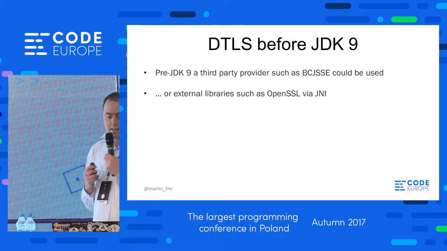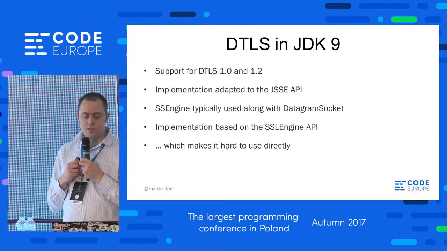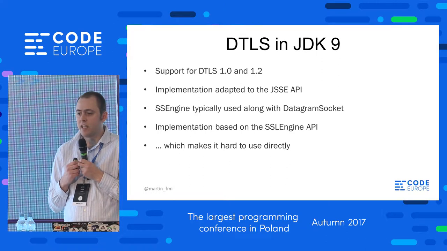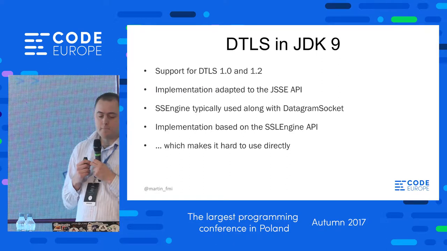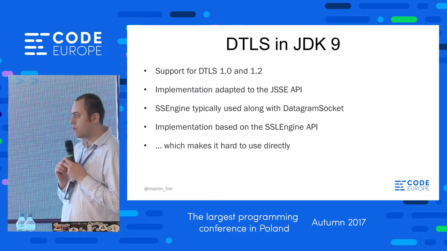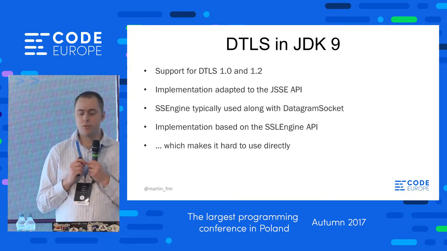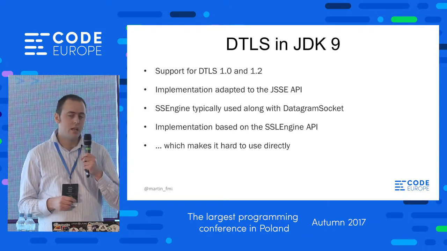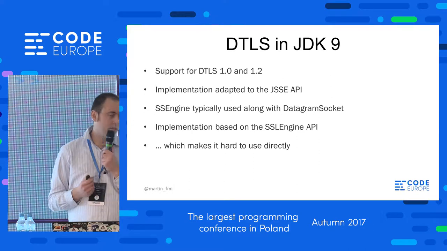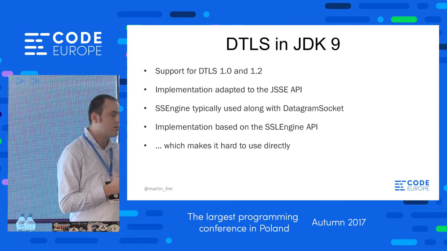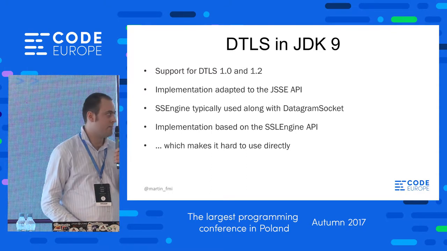So, as we already said, JDK 9 provides support for DTLS 1.0 and 1.2. The implementation is basically adapted to the current Java Secure Socket Extension API that we saw a few slides before. Also, we have an adaptation of the non-blocking API through SSL engine for DTLS. And one of the main drawbacks of DTLS is that it's fairly hard to use in JDK 9. Since it's an adaptation of the SSL engine class, we'll see during the demo that there is quite some code that you need to consider if you want to establish DTLS communication in JDK 9. So it's not very trivial to get started with DTLS.